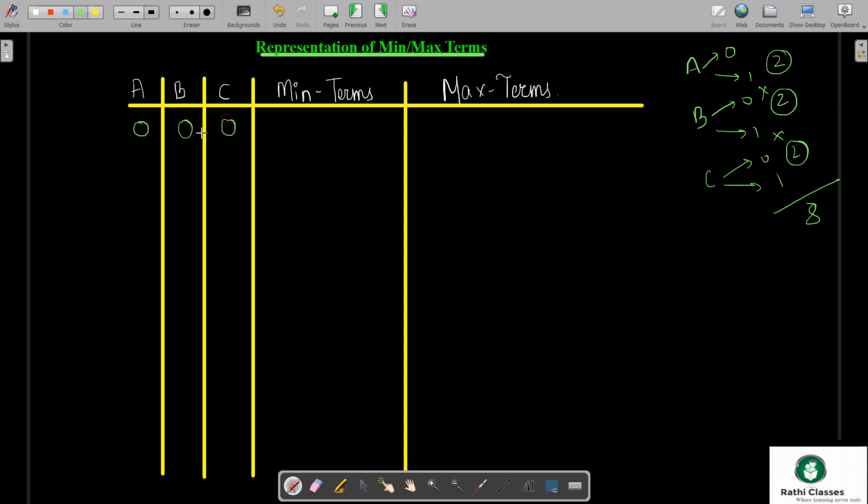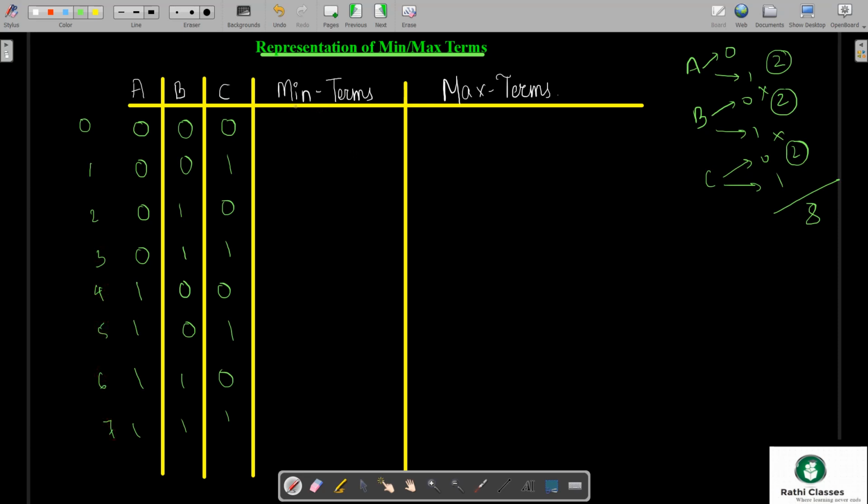Say A, B, C all are zeros. This is 0, 0, 1, 0, 1, 0, 0, 1, 1. Basically I have represented decimal values from 0 to 7 in binary format, up to 110 and 111. If you just see, these values are 0, 1, 2, 3, 4, 5, 6, 7 in decimal.